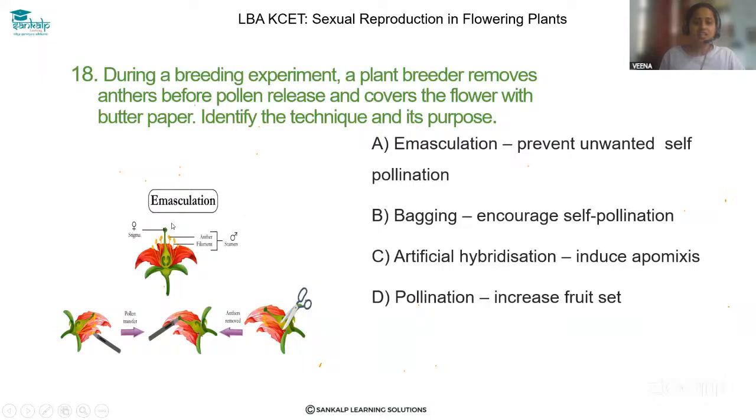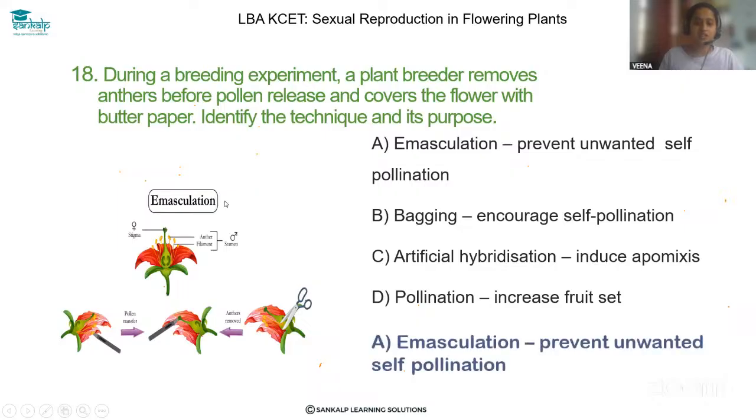See here in this flower, both the stigma as well as the anther part, the stamen part, are there. So from this flower, the anther part is removed to avoid self-pollination, right? This process is called the artificial hybridization process. The biological term is emasculation. So the correct answer is option A, emasculation, to prevent unwanted self-pollination.